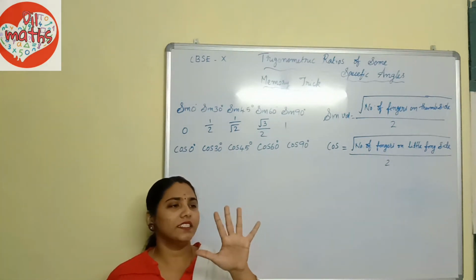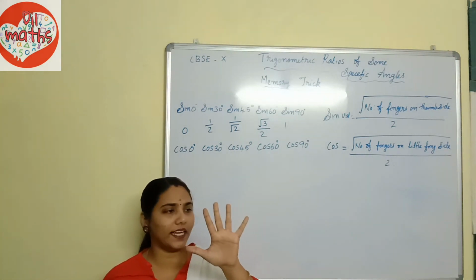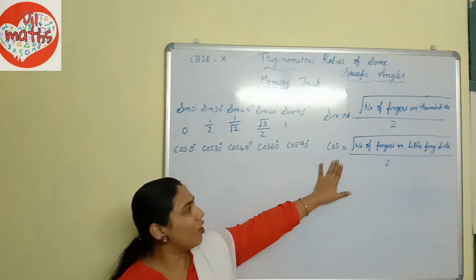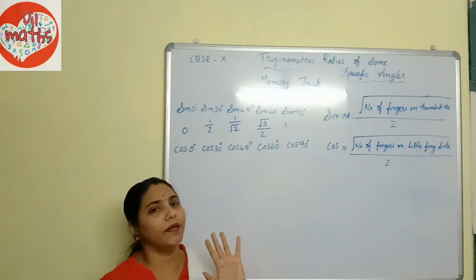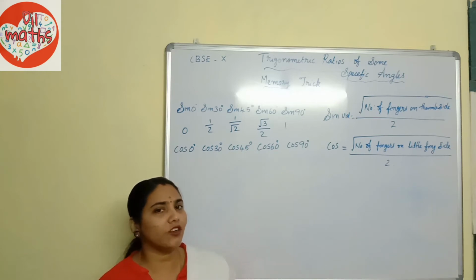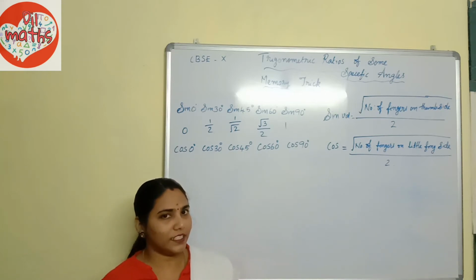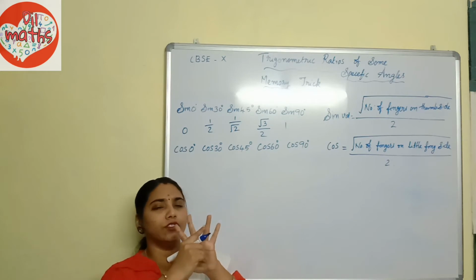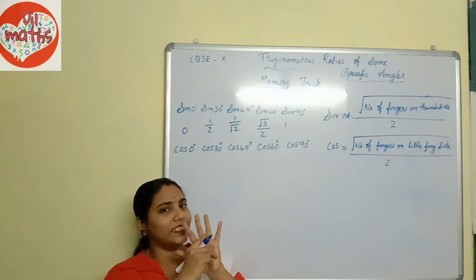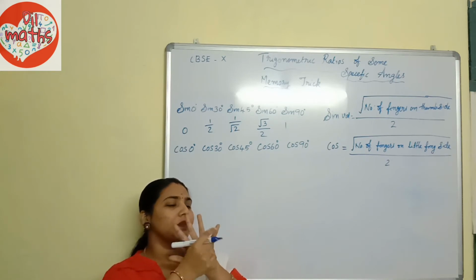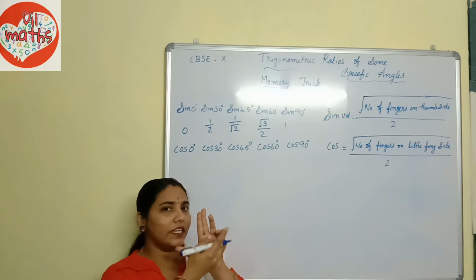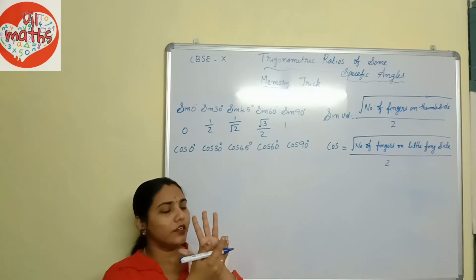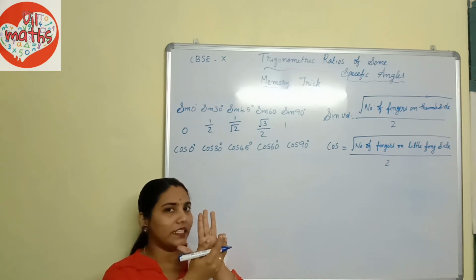Okay. And first we are going to find cos 90. Our formula is cos value is equal to square root of the number of fingers on the little finger side, by 2. That is our formula. So first we are going to take cos 90 degree. This is 90 degree. If you are closing this, how many fingers are left on the little finger side? No fingers are left on the little finger side.